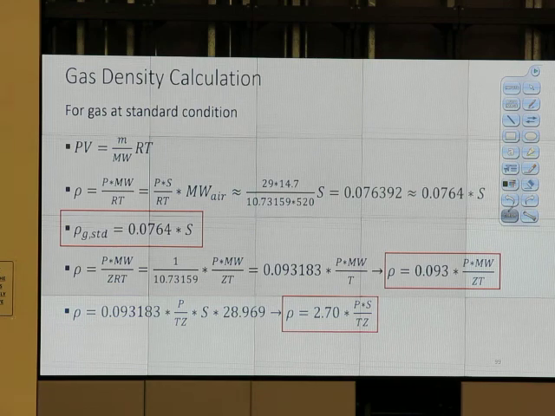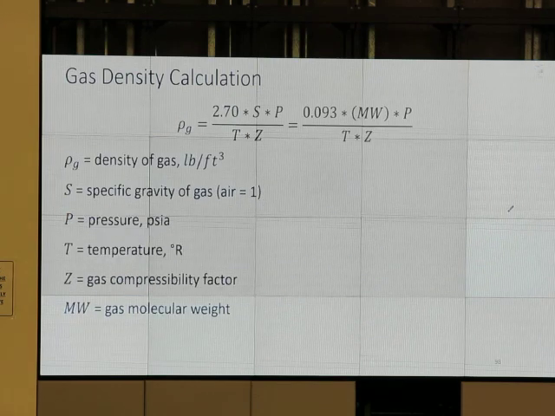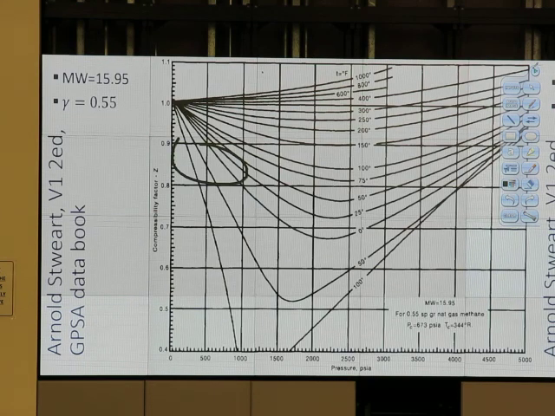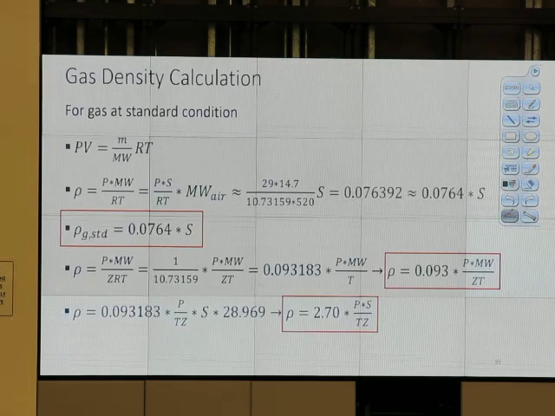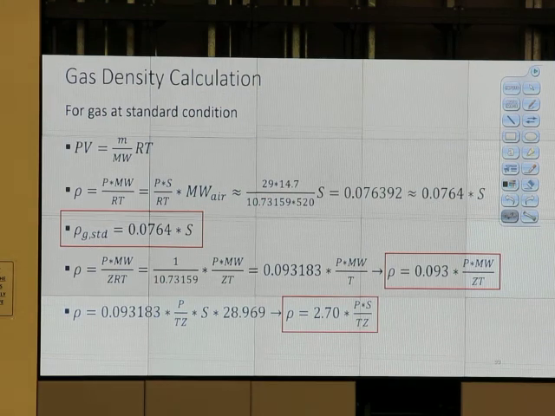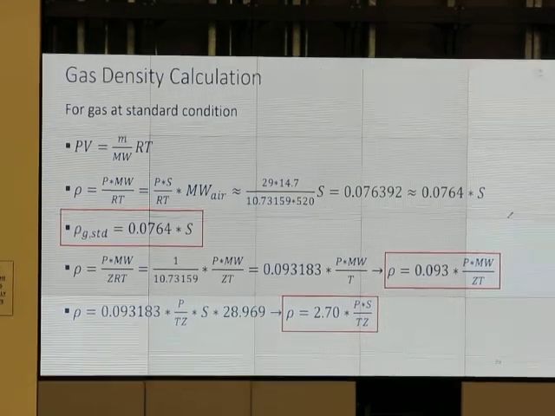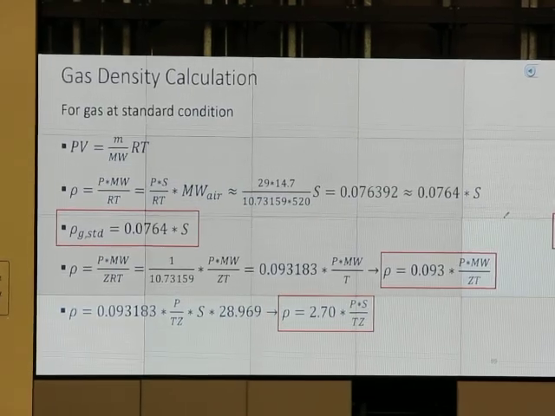Now you can calculate the in situ density. How dense is the gas? It is in pounds per cubic foot. You can know that, right? How many pounds per cubic foot? One thing that we need to know is the compressibility factor. Compressibility factor comes from the chart.